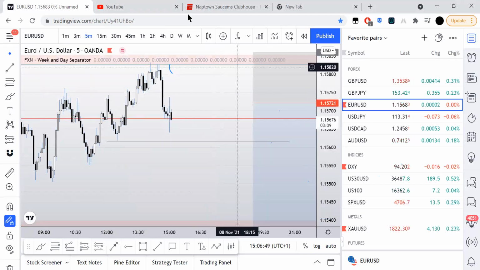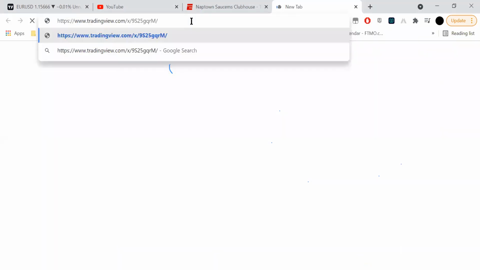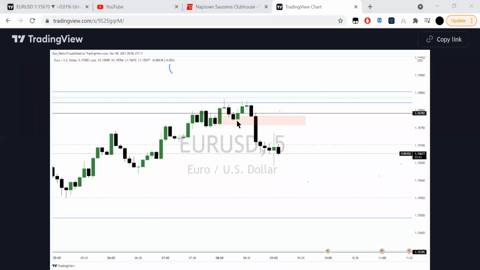Can you send a TradingView chart so I can pull it up? Yeah, I got you. All right. I sent a little chat on Zoom. All right, bet. Right here. Okay.